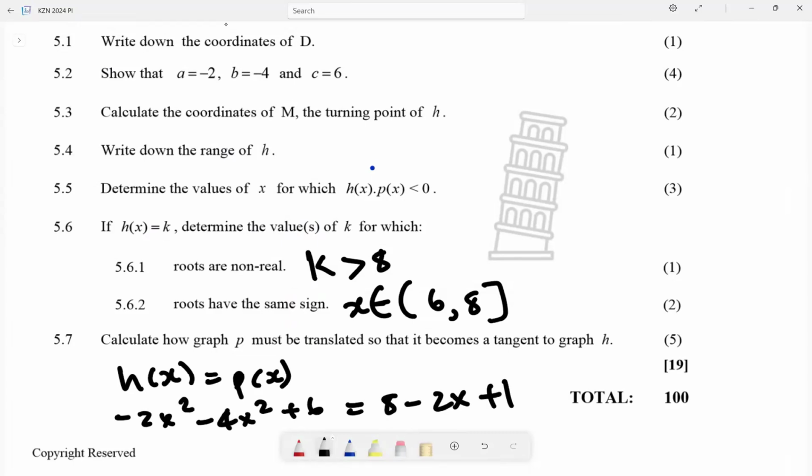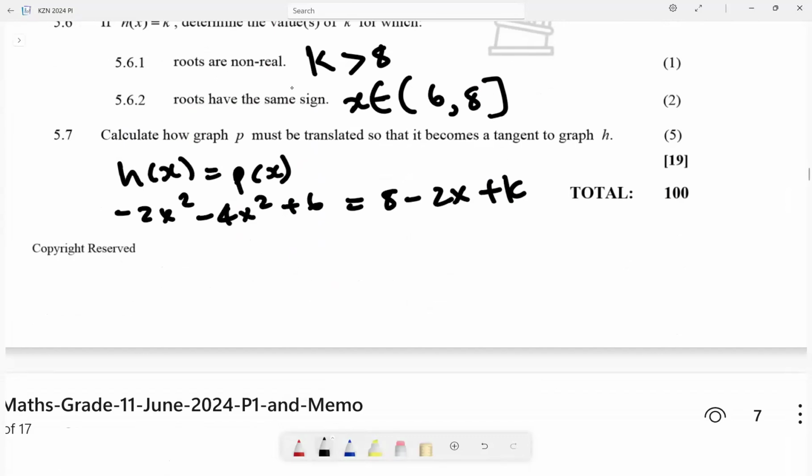But now let me add K so that I can see how much I translated it. I want to know how many units I must translate so that it becomes a tangent. And if it is a tangent, the discriminant is exactly 0. So let's try to solve that.